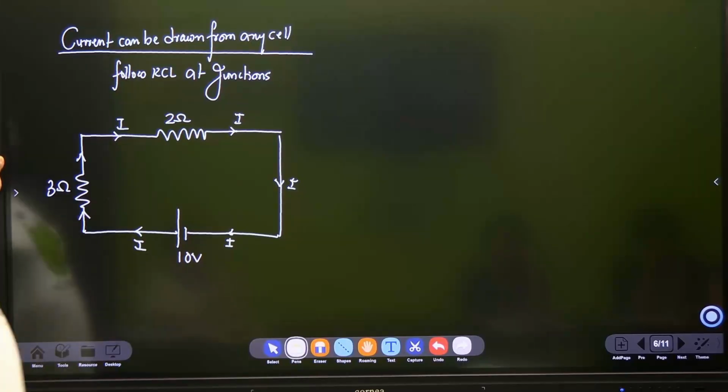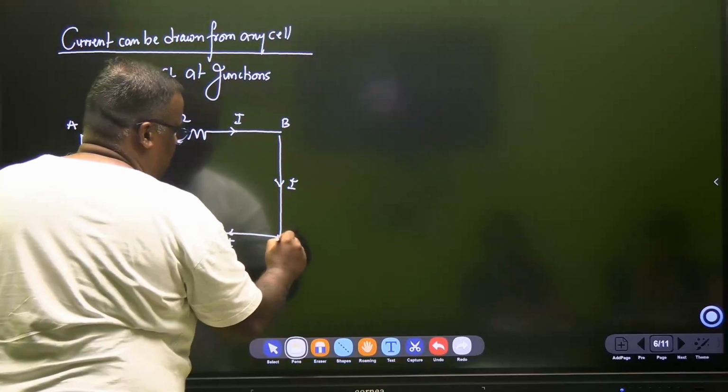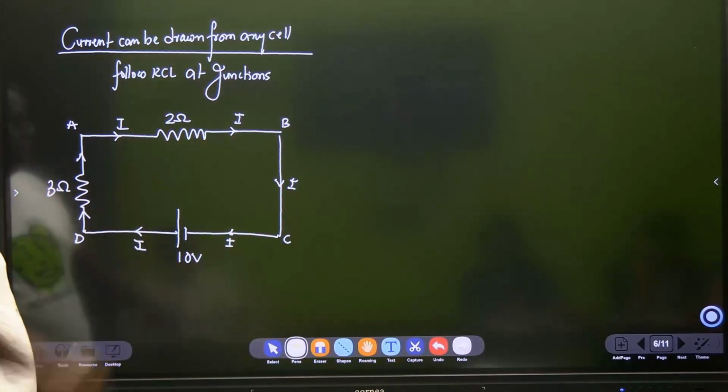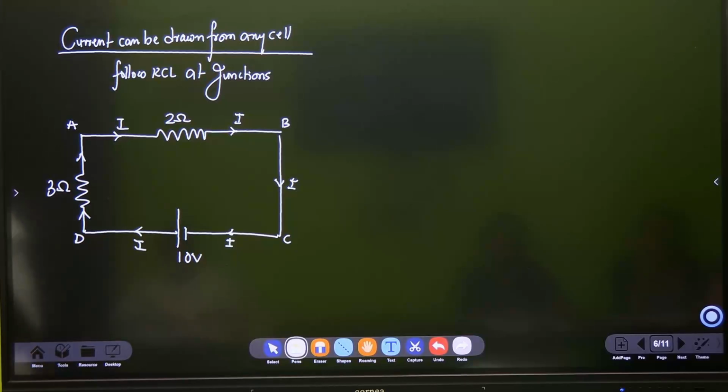Okay. So let's put Kirchhoff's law and put a loop name to this. A, B, C, D. Achha, you tell me. How should we move in the loop? You tell me. Clock or anti-clock? You tell me.